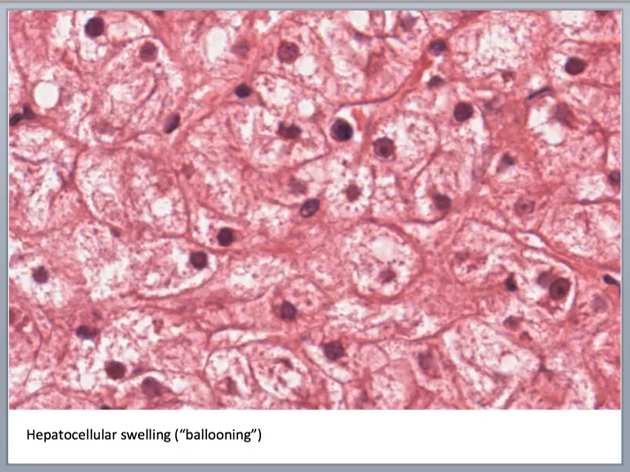Another early change that you can see is hepatocellular swelling or ballooning. And this is where the cells are larger than normal hepatocytes, and the cytoplasm has this feathery, granular type appearance. Notice that these are not forming vacuoles like in microvesicular steatosis, which is something that it might be confused with.